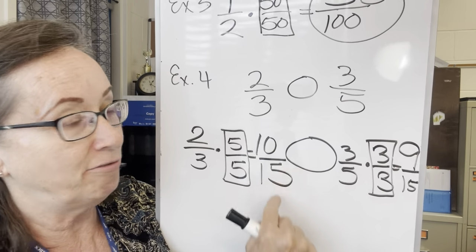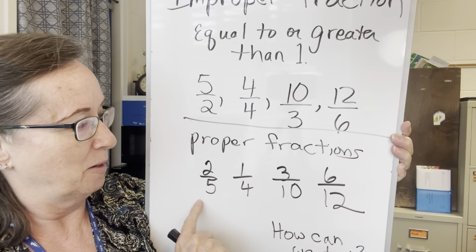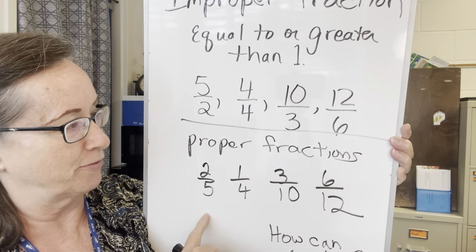Okay, so now we're moving down here to what are improper fractions. Improper fractions are equal to or greater than 1. So 5/2, 4/4, 10/3, 12/6. Okay, proper fractions, notice that most of these got flipped over except for this one, which was equal to 1. But most of them, we just flipped them over.